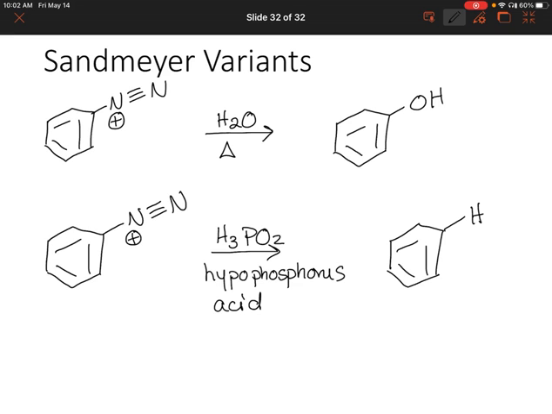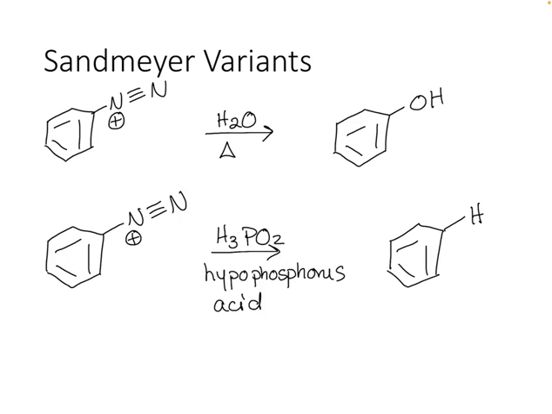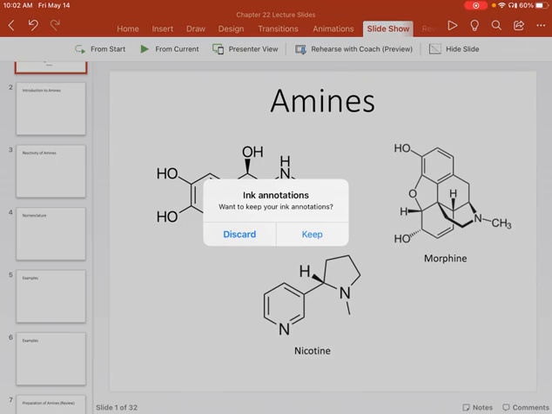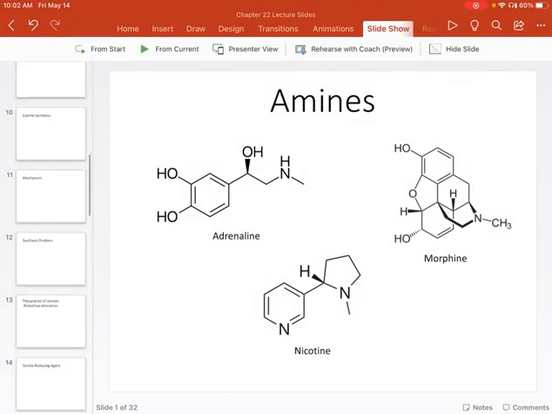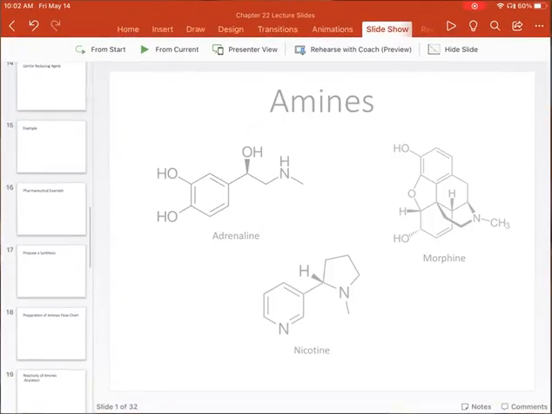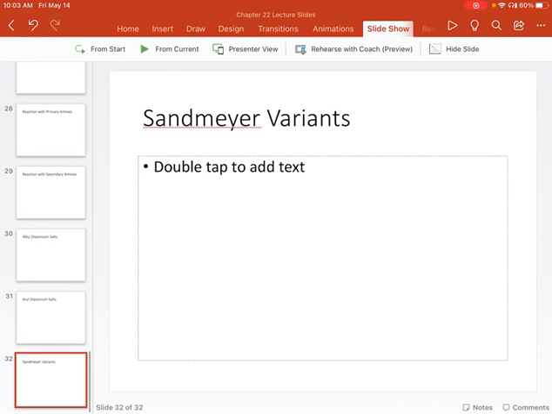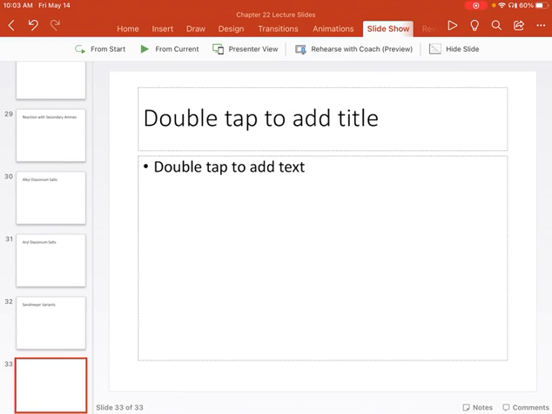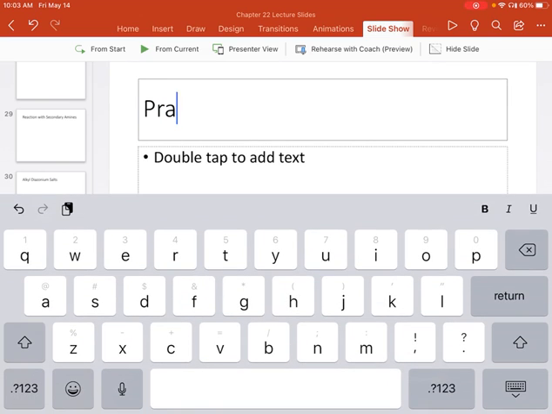Okay, let's do a practice problem using everything that we just learned. Oh, here, let me add a slide. I think I'm missing a slide here. Oh, yep, I'm missing a slide. New slide. We'll call this practice.